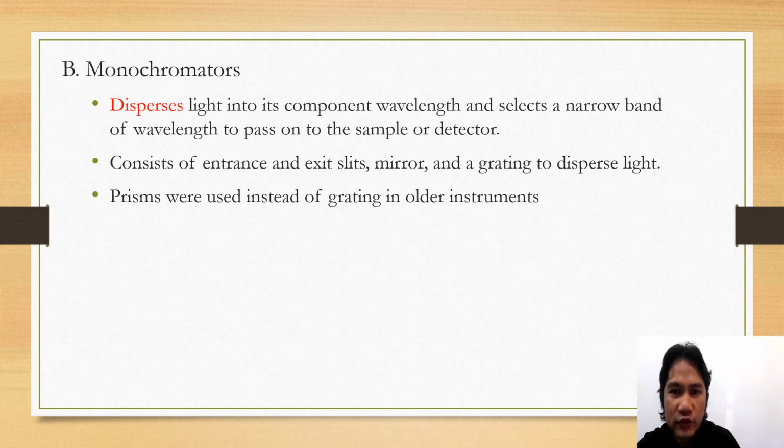Monochromator consists of entrance and exit slits, a mirror, and a grating to disperse light. Prisms were used instead of grating in older instruments. So, in older instrument, prisms are usually the component.